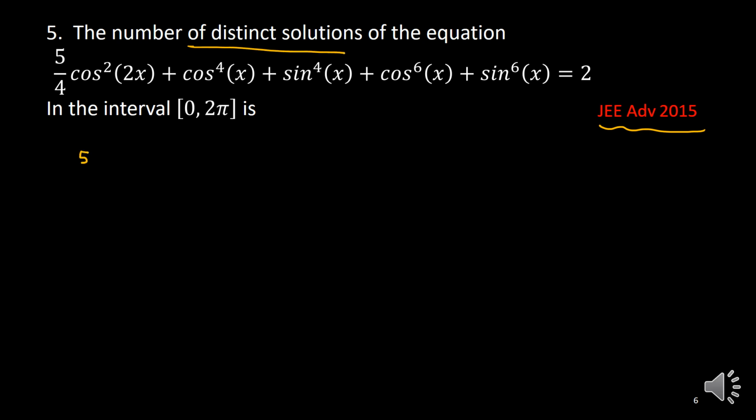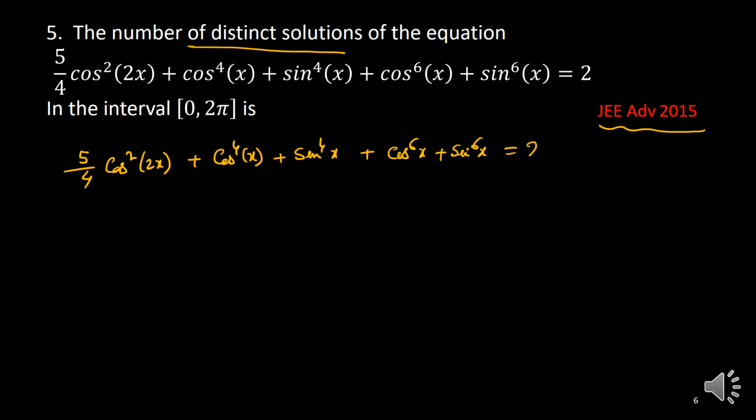So what is this? 5 upon 4 cos square 2x, this is cos 4x, this is sin 4x, this is cos 6x and sin to the power 6x, and that is equal to 2, given that equation. I need to solve it. Now, to simplify this, I'll try to combine these two.